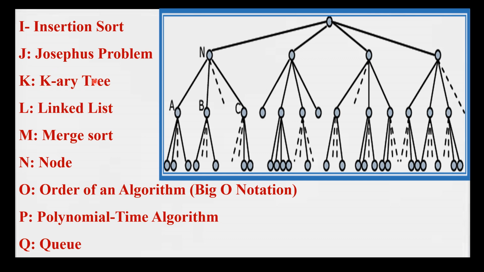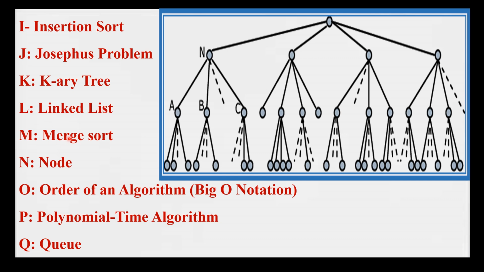Then K is k-ary tree. Now a k-ary tree is a tree data structure where each node can have up to k children. These k-ary trees are generalizations of binary trees and are used in various applications such as data compression and multidimensional indexing. L stands for linked list, a data structure that consists of a sequence of nodes, each containing an element and a reference or link to the next node in the sequence. So linked lists are dynamic data structures that can be easily traversed, inserted or deleted.